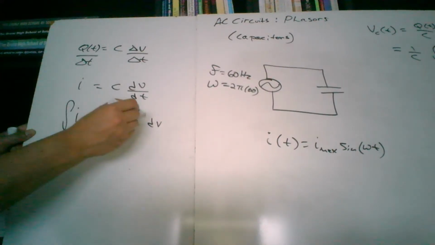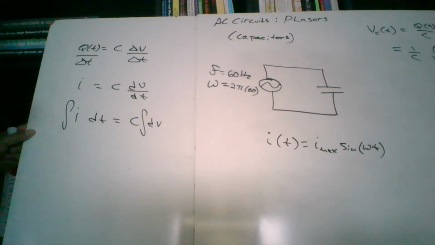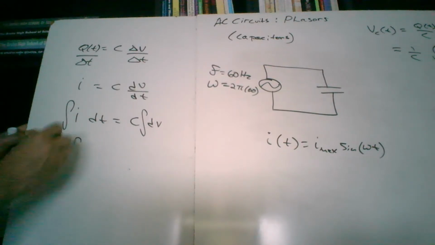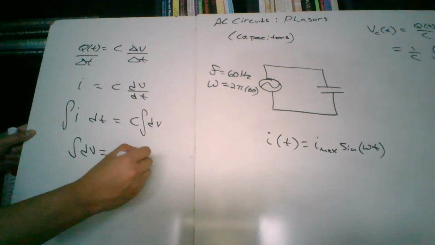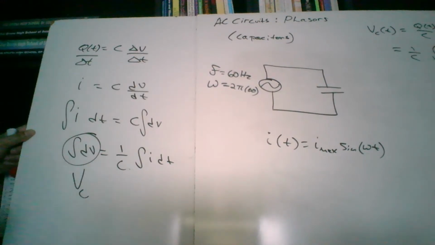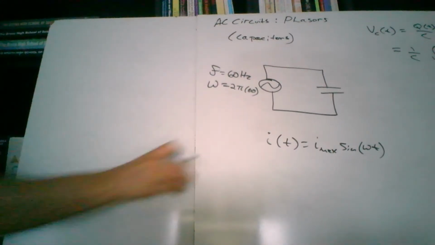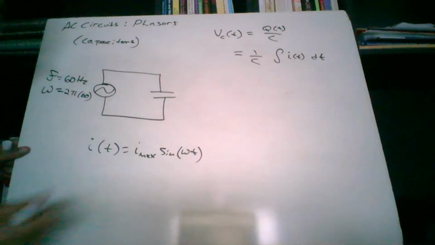And then from here, you can integrate both sides. So the integral here, C is a constant. We can bring it to the other side, and the integral of dV is equal to 1 over C times the integral of I dt. And this term right here is the voltage of the capacitor. There we go. So that's what I'm doing, okay? Sometimes we skip steps and then people forget where it's coming from. So this is where that idea is coming from.